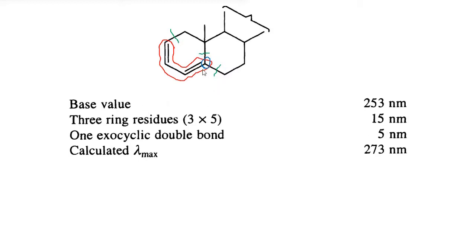Then you can see an exocyclic double bond here. This double bond is projected outside this ring, and it is marked in blue curve, so 5 nanometer is to be added for one exocyclic double bond, so that the total becomes 273 nanometer, and so the calculated lambda max for this molecule is 273 nanometer. Okay.